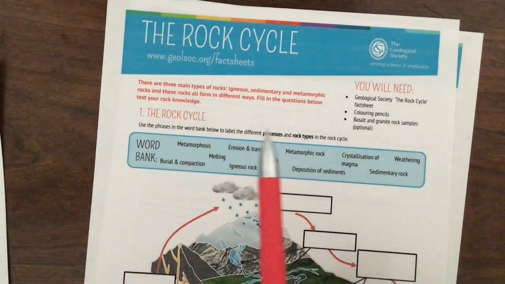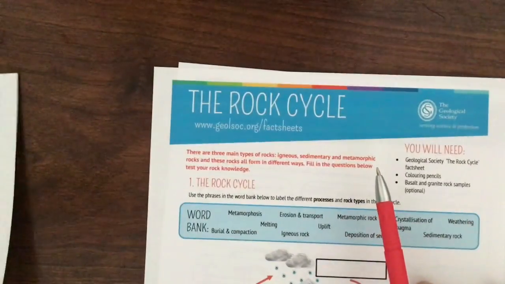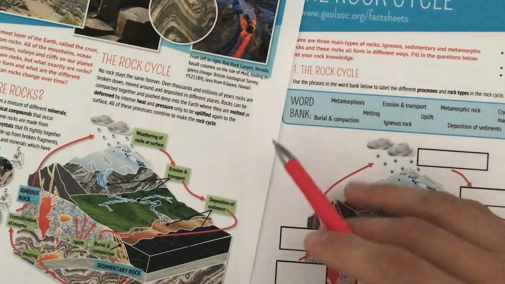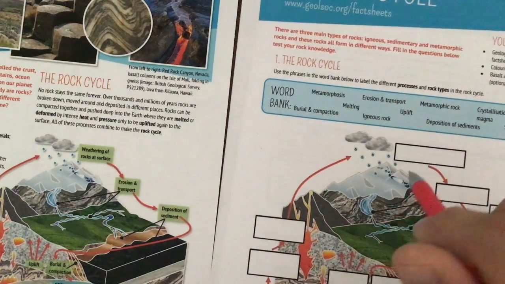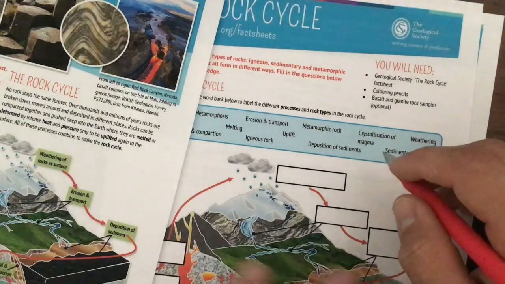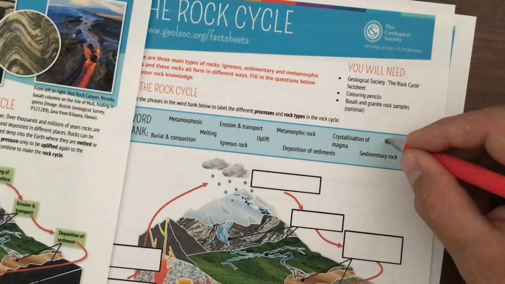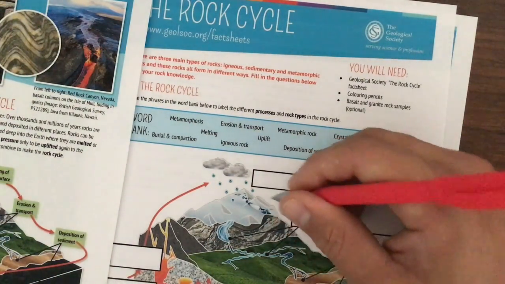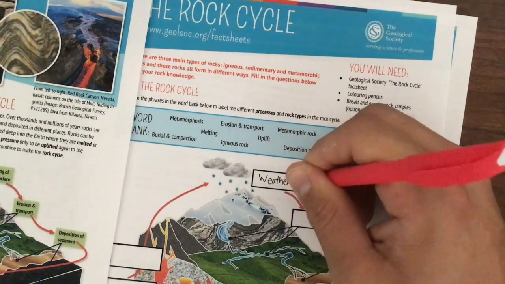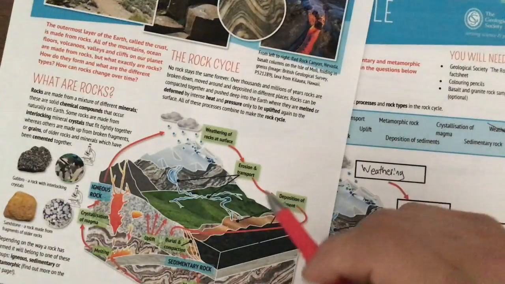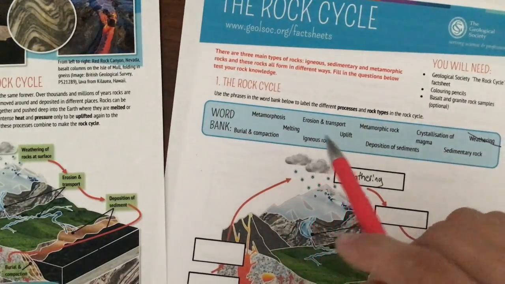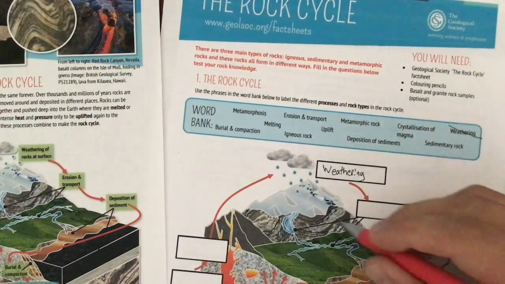For this one, I'm going to use my worksheet here. I can see that this top one here is weathering next to the clouds. It makes sense. That looks like weather. So is weathering one of my options? Yep, weathering right here. So I can get rid of weathering, and that's going to go right there next to my cloud. Next is erosion and transport. Oh, there it is, erosion and transport.